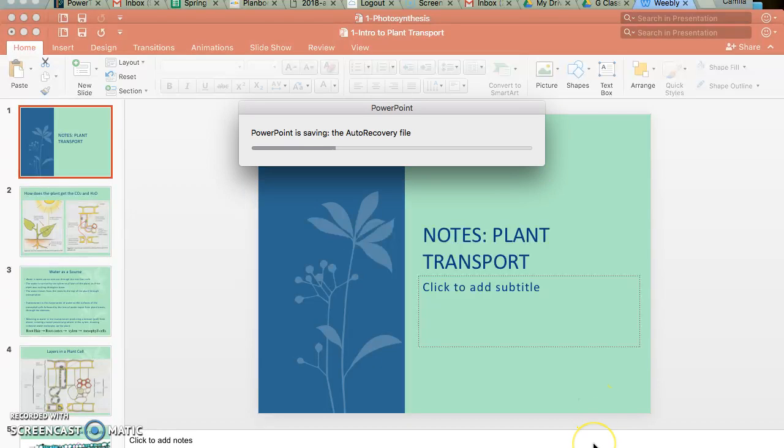Okay, so what? Why are you saving an auto recovery file?